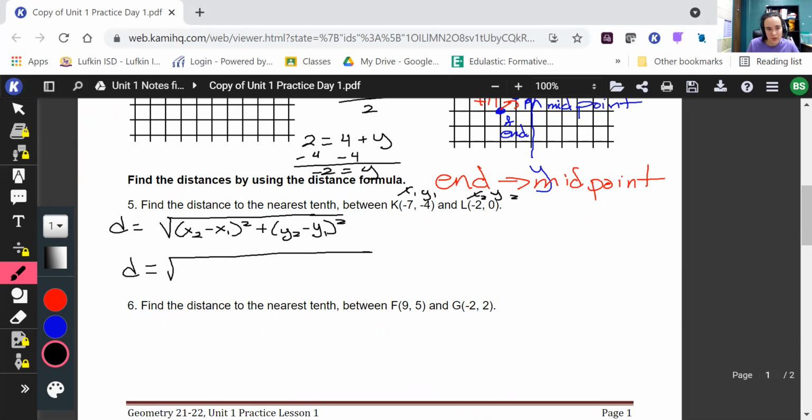So you've got the square root of x2, which is negative 2, minus x1, which is negative 7, squared, plus y2, which is 0, minus negative 4, squared. And you can type it just like that into your calculator. And we're rounding to the nearest tenth.